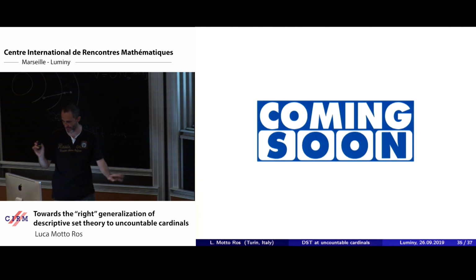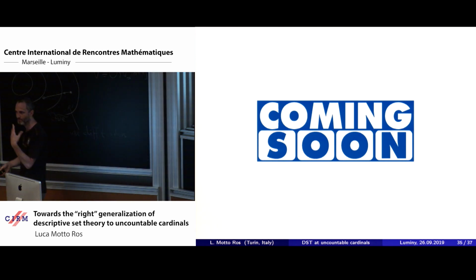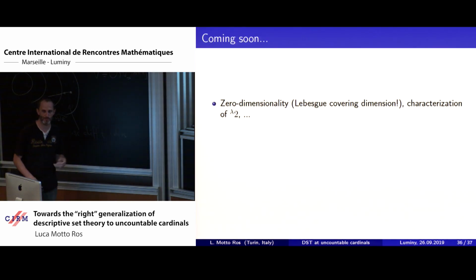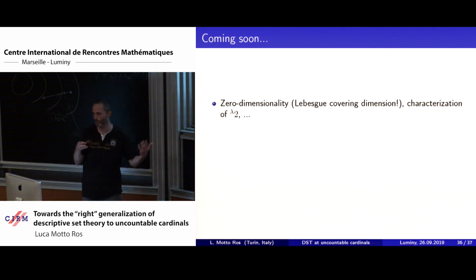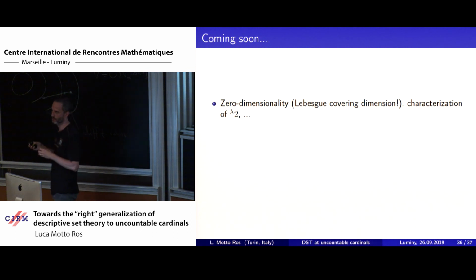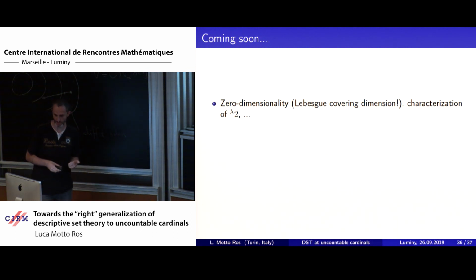And I will just show the last slide, coming soon. What we are doing now: well, we worked for one month on finding the right definition. We proved the first theorems. Of course, now we have to go for all the things that you saw in the other cases. A lot of work has been done in the countable cofinality and regular case. We want to do the same for this general setup. So consider zero dimensionality, probably covering Lebesgue covering dimension. We want to find the characterization of the Cantor space if we can.